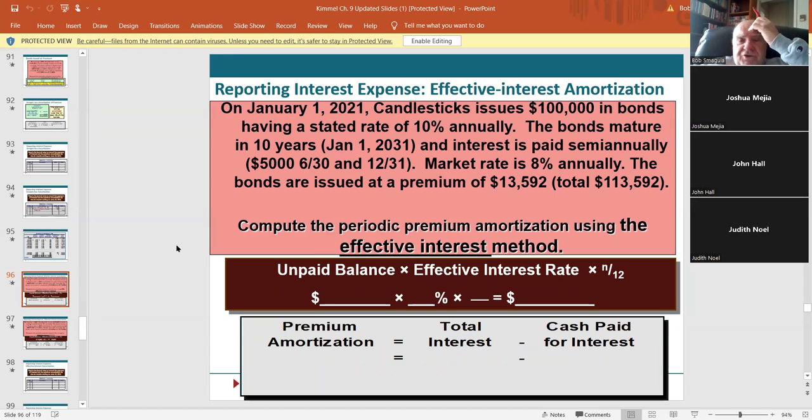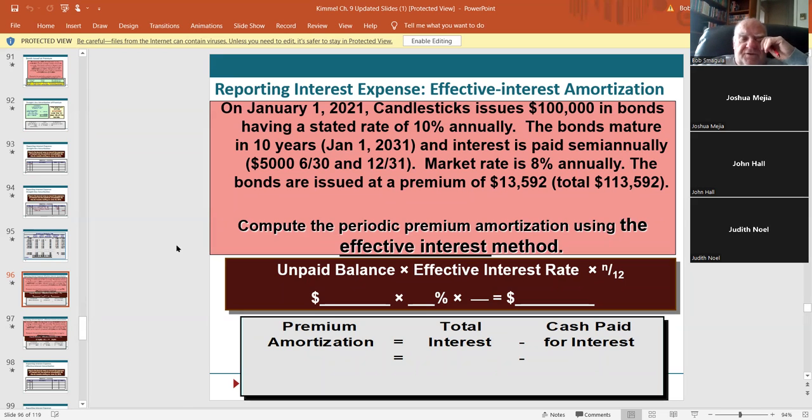Now, what I just showed you guys was the straight line method of amortization. Straight line is not GAAP. Straight line is a simple, easy way to do the calculation, though.